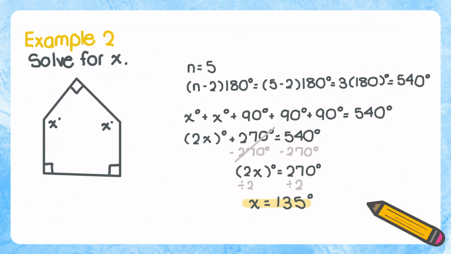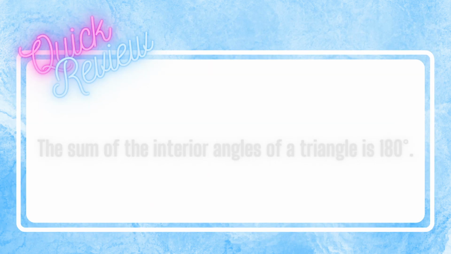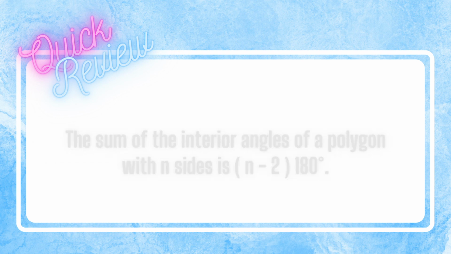So in this case, we use the polygon angle sum theorem to find the sum of the interior angles of a pentagon. So as a quick review for today's lesson, the sum of the interior angles of a triangle is 180 degrees. And the polygon angle sum theorem states that the sum of the interior angles of a polygon with n sides is n minus 2 times 180 degrees.